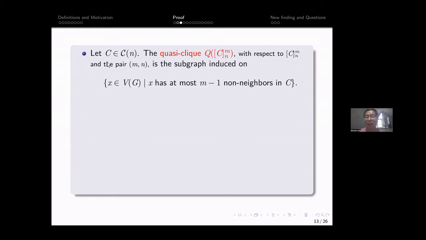Given a clique C in this set, let's say C_n, then we can define a dense graph. We call it the crazy clique. The crazy clique is the subgraph induced on the vertices which have at most m-1 non-neighbors in C.